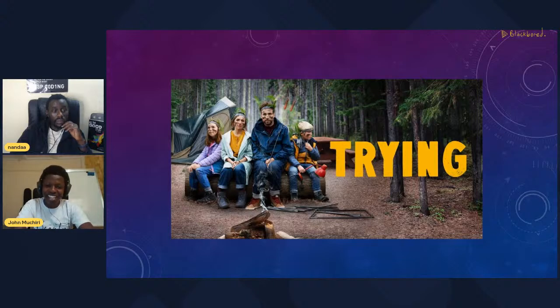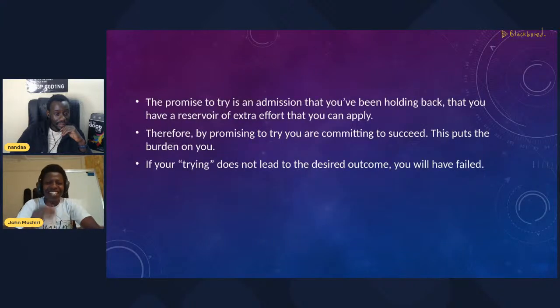Why is saying that I will try so dangerous? You can see this guy is trying in the woods. So it's okay. You can see the whole family is confused. Maybe the dad said, I'm going to try you guys to go to the woods, and they are suffering there. So how is it dangerous to say I will try?